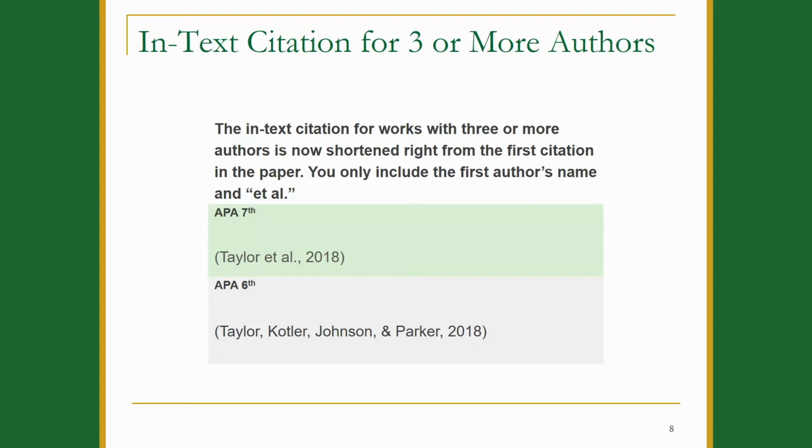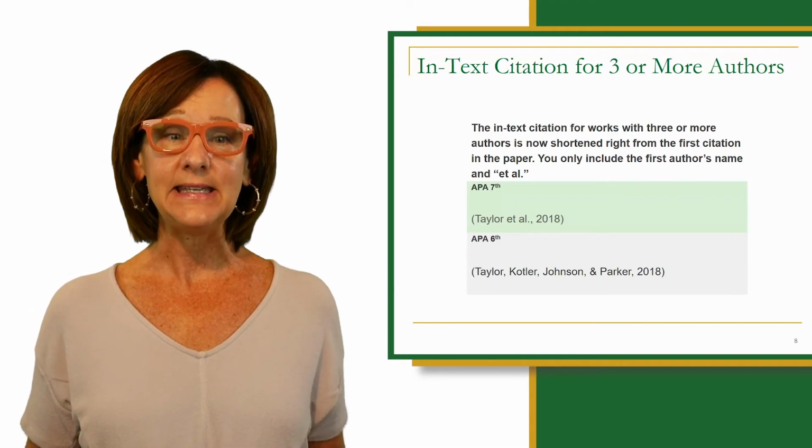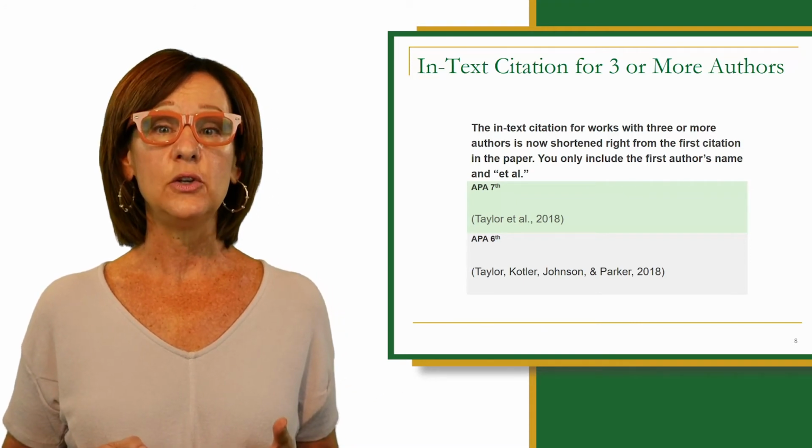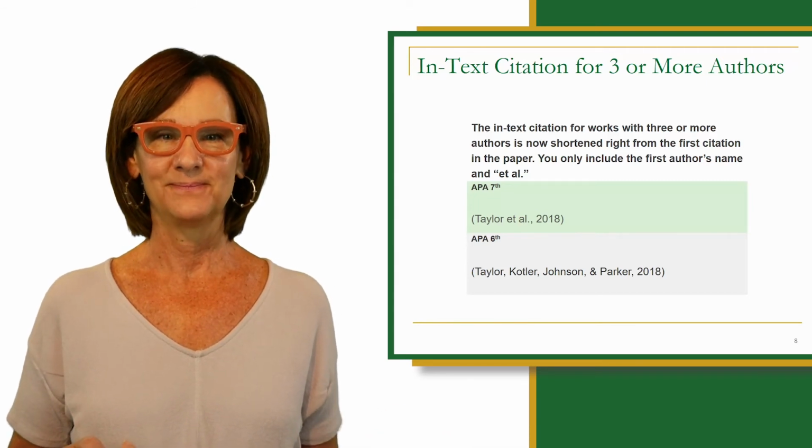So for APA 7th edition, Taylor et al., 2018, instead of APA 6th edition where you would have to write all the names out. So for 3 or more authors, you can shorten it from the very beginning. Again, I think that's really going to add ease to citing your sources, which we know many times have more than 1 author.